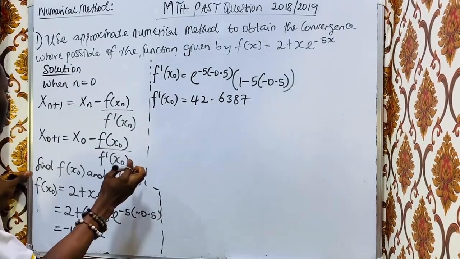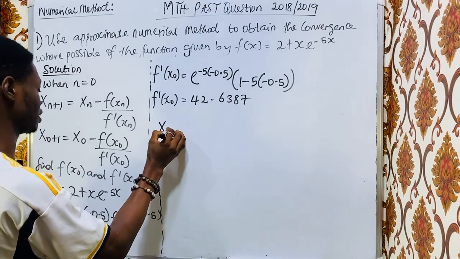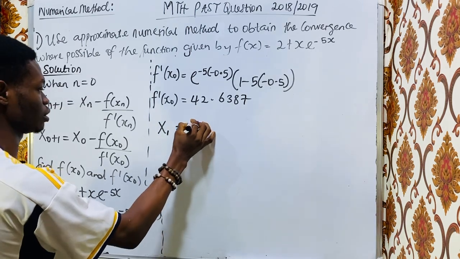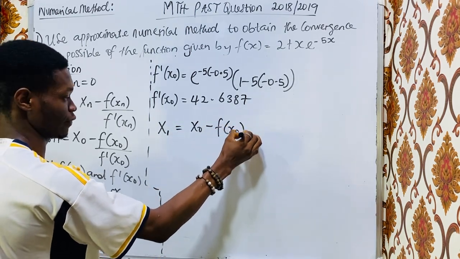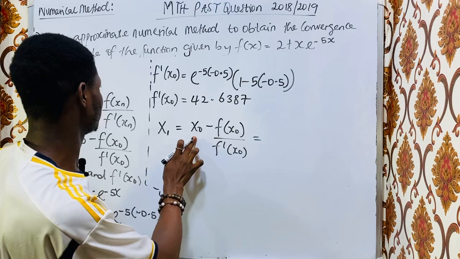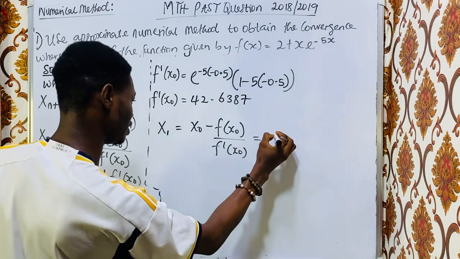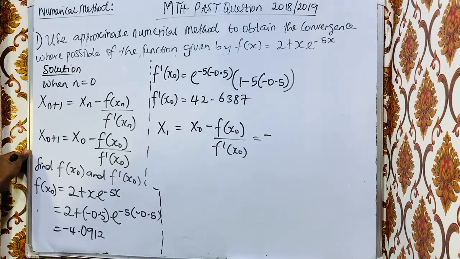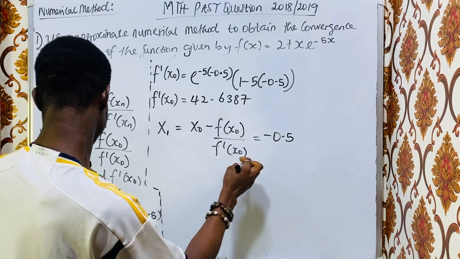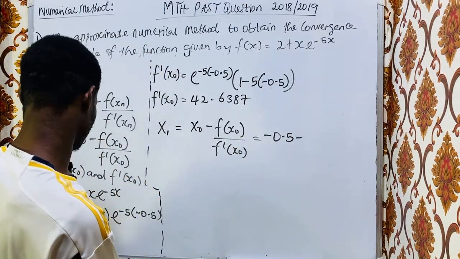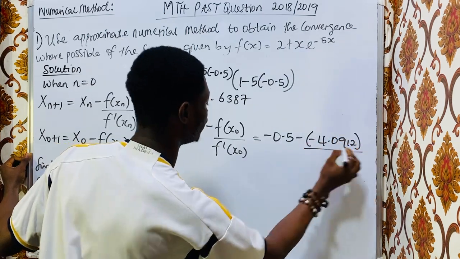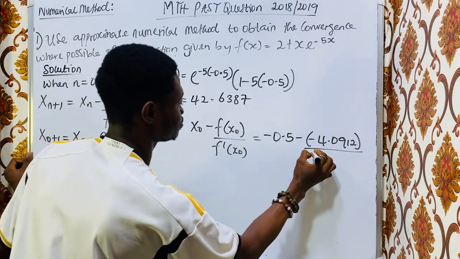So now I'm bringing this formula. We have x naught plus 1, which is x1. Let me write the formula so you'll not get confused. Our x naught is negative 0.5, ab initio, if you can still remember. Then minus f of x naught, which is negative 4.0912, all over f prime of x naught, which is this.